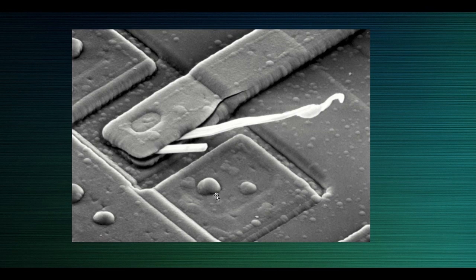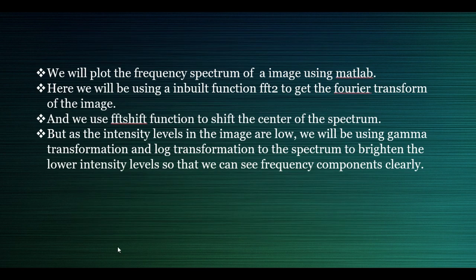This is the image on which we are going to perform the Fourier transform. Now we will plot the frequency spectrum of the image, and we will be using the inbuilt function fft2 to get the Fourier transform of the image, and we will use the fftshift function to shift the center of the spectrum from the top left corner to the center of the image. But as the intensity levels in the image are low, we apply gamma transformation or log transformation to the spectrum to brighten the lower intensity levels so that we can see the frequency components clearly.